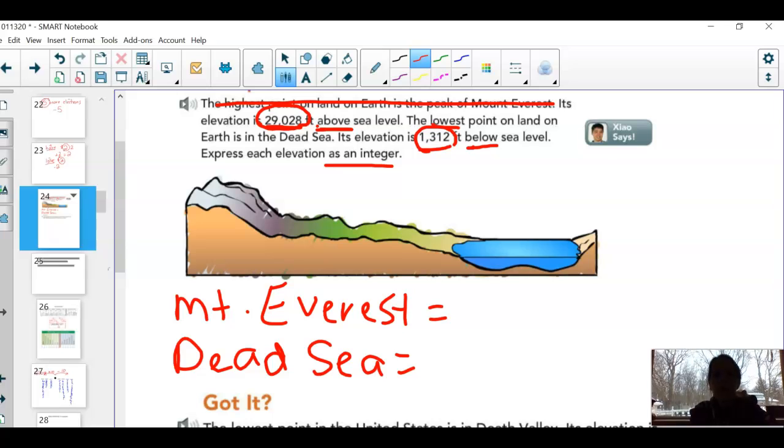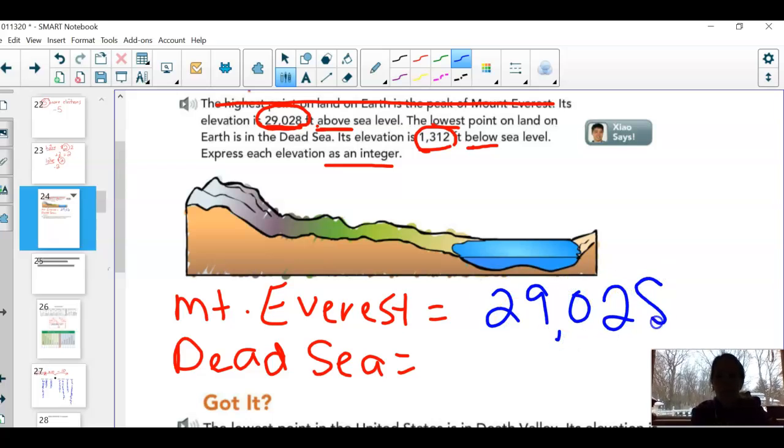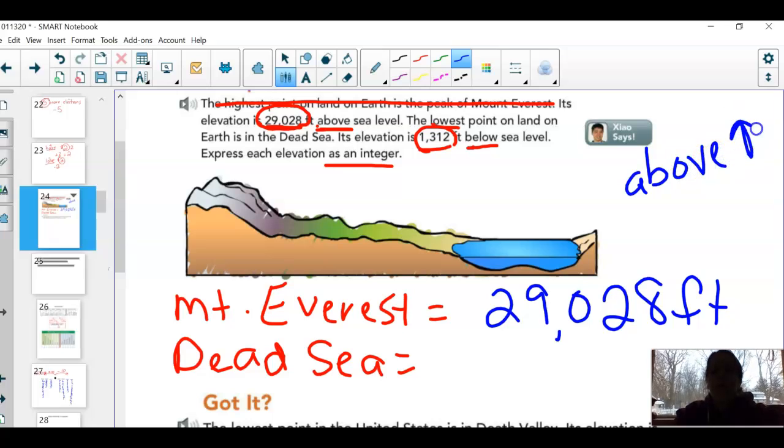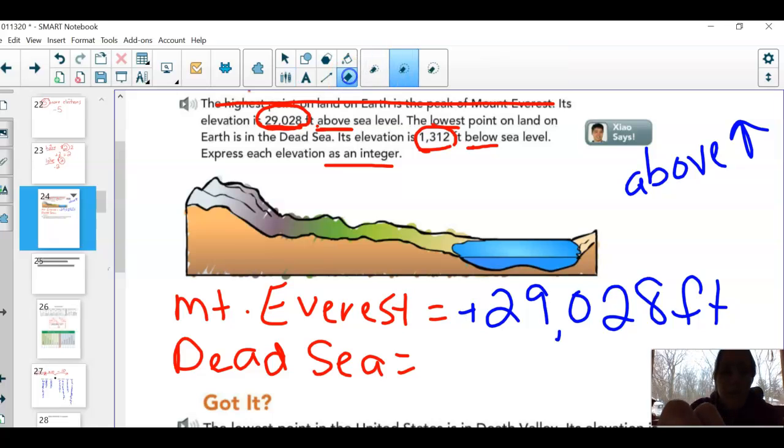Okay, so Mount Everest, I look up here, and I see 29,028 feet, and I have to decide, is this number positive or negative? Yo necesito decidir, ¿es positivo o negativo? Okay, it says above. Above is a keyword. Up. Okay, so this is going to be positive. But I don't need to write the positive sign. Yo no necesito escribir esto. Okay, este es positivo.